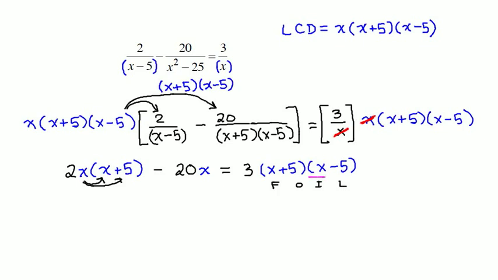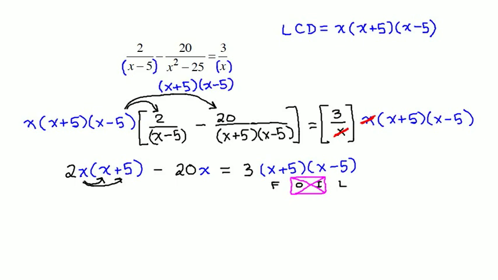In this case, because this is a product of two conjugates, x plus 5 times x minus 5, this is like a difference of squares pattern. I know that the outer and inner terms are going to drop out, so I am not going to calculate them.